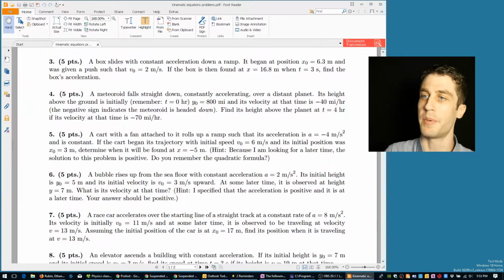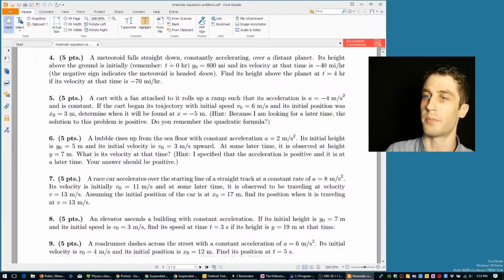Problem 3. A box slides with constant acceleration down a ramp. It began at position x naught equals 6.3 meters and was given a push such that v naught equals 2 meters per second. If the box is then found at x equals 16.8 meters when t equals 3 seconds, find the box's acceleration.